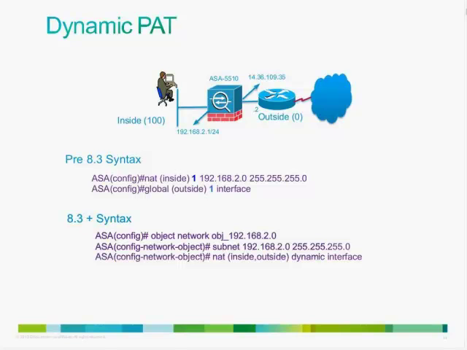The exact same thing, how do we configure it in the 8.3+ syntax? Again, the source network has to be configured in an object. So object network obj 192.168.2.0, and I'm going to use the subnet address that will include everybody on the inside, and then the NAT inside outside dynamic and use the keyword interface. This is how dynamic PAT is configured in the 8.3+ syntax.